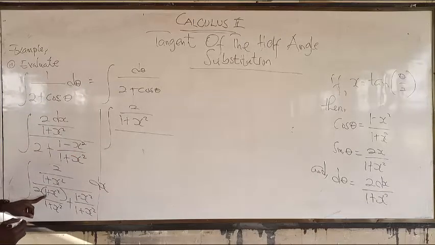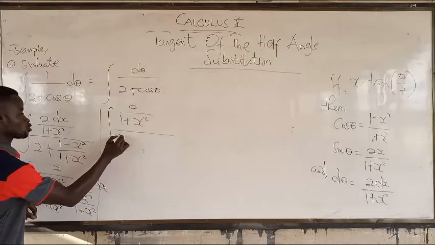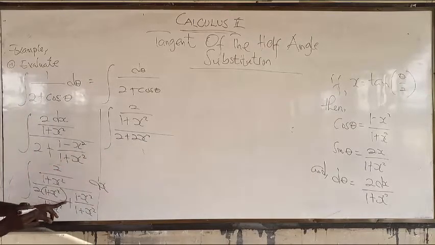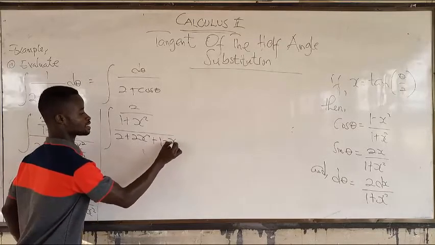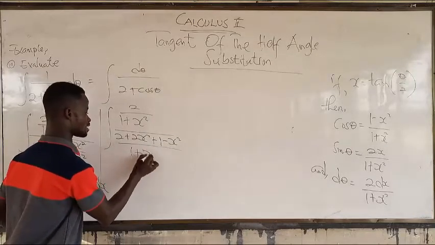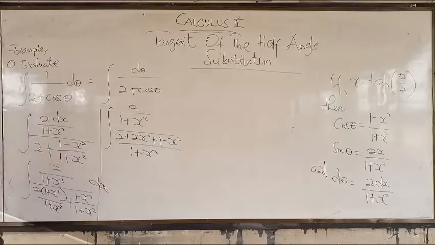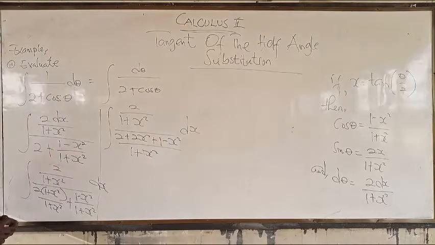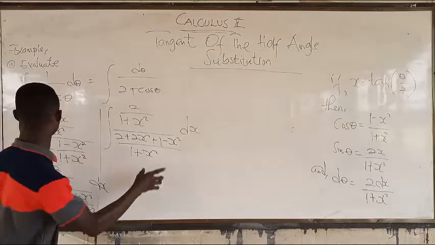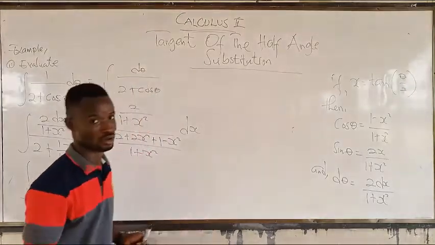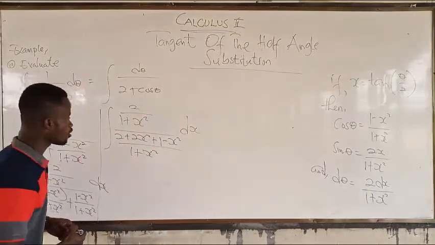So here, this time, you get 2 plus 2x squared plus 1 minus x squared. Very good. All this over 1 plus x squared. The same denominator. Then you bring the ds here. Now the fact that the ds was here and now you are bringing it here doesn't mean you are committing an algebraic error. It's not an error. Very good.